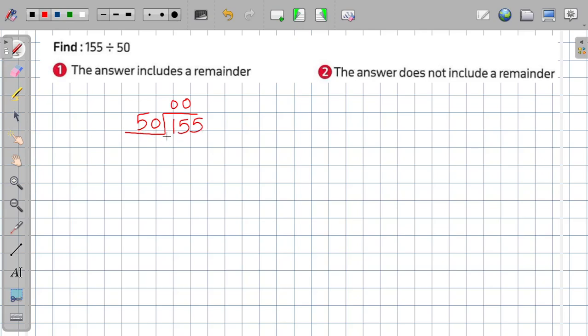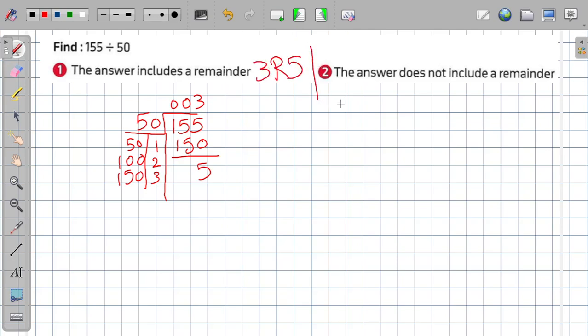So I have 155 divided by 50. If I write the times table of 50, I will have 1, 2, 3. So 1 times 50 equals 50, 2 times 50 equals 100, and 3 times 50 equals 150. So I will take 150. Okay, so 150 divided by 50 equals 3, and the remainder will be 5. So if I want the answer to include a remainder, I can say it's 3 remainder 5.